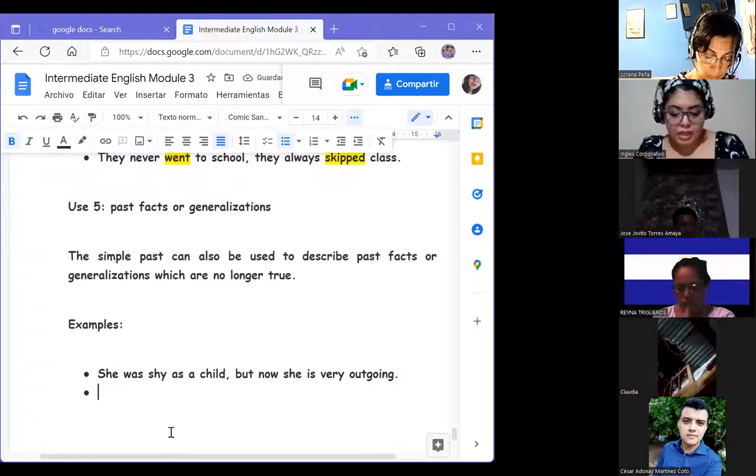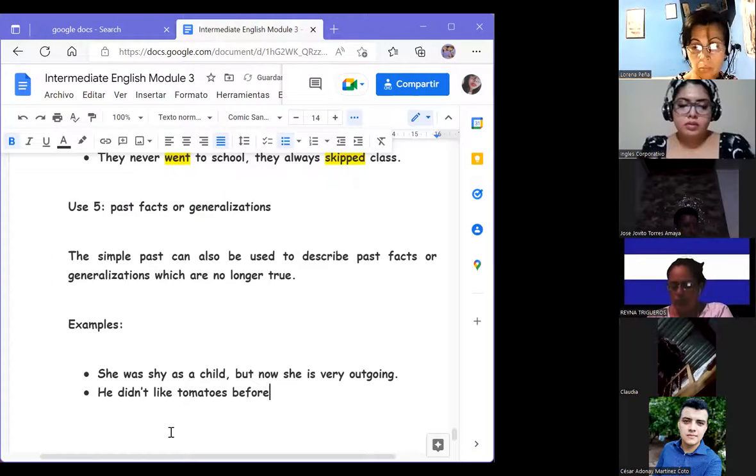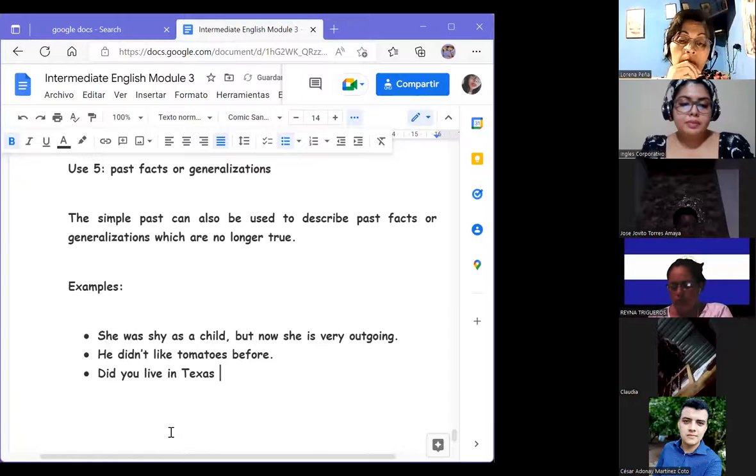Number two, he didn't like tomatoes before. But now maybe he enjoys eating tomatoes. Did you live in Texas when you were a kid?